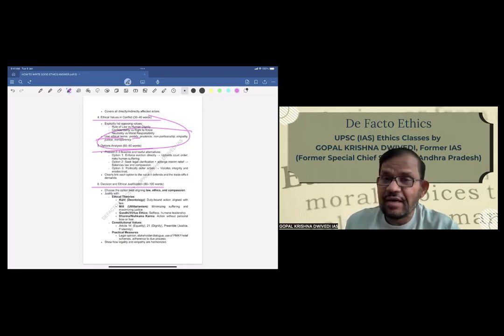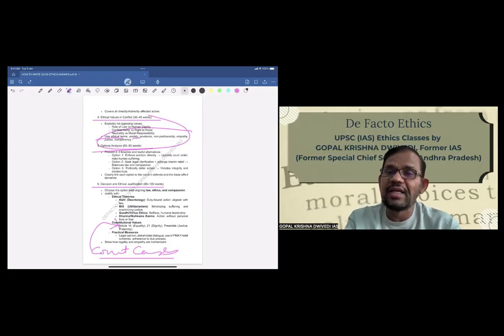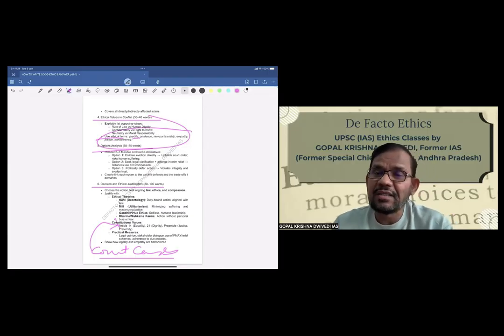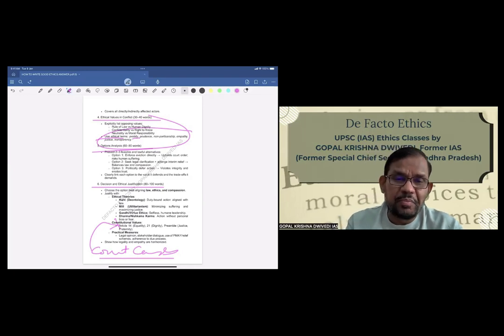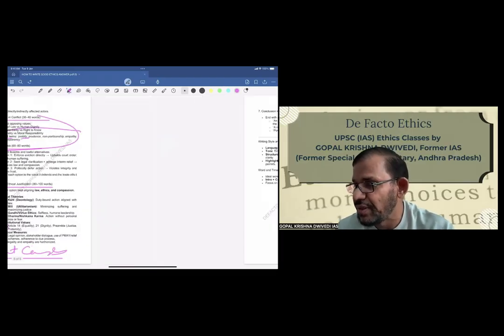One more thing I will add here: sometimes when legal issues are involved, you have to justify it with court cases also, Supreme Court cases, because this is included in constitutional values or constitutional morality. Constitutional morality includes not only the constitution, but also various legal provisions, acts, statutes, as well as Supreme Court decisions, which are binding on the judiciary. That is important as far as constitutional values are concerned. And then you have to show how legality and empathy are harmonized. That should be your aim and attempt.